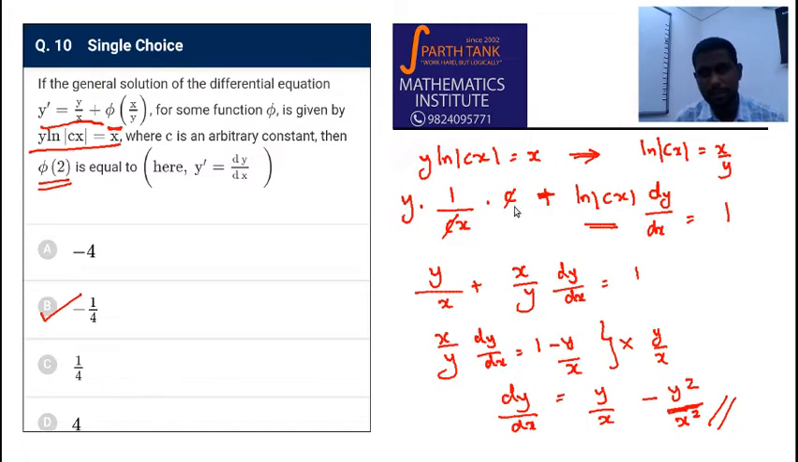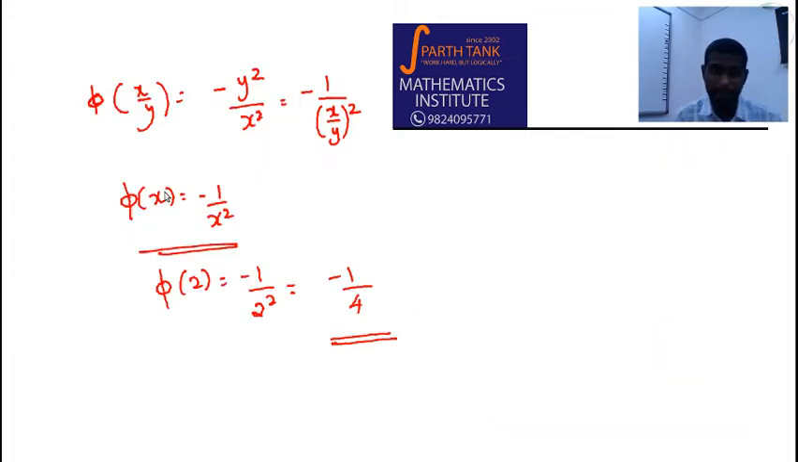Alright, just eliminate the arbitrary constant by forming the differential equation and compare it with the given differential equation to get phi of x by y. And note that the given term is a y by x term, so rewrite it as an x by y term so that you can get a general expression. Phi of x is minus 1 by x squared.